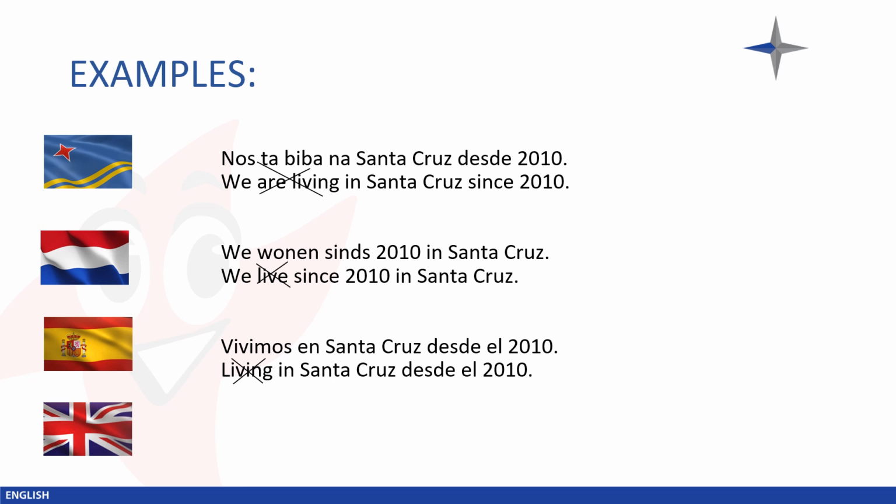Here is an example in all the four languages. So in Papiamento, you would say Nos vivimos en Santa Cruz desde 2010, but in English you cannot say we are living in Santa Cruz since 2010. And Dutch: we wonen sinds 2010 in Santa Cruz. We can't say we live since. And Spanish: vivimos en Santa Cruz desde el 2010. Living in Santa Cruz is also impossible. The only correct one is we have lived in Santa Cruz since 2010.